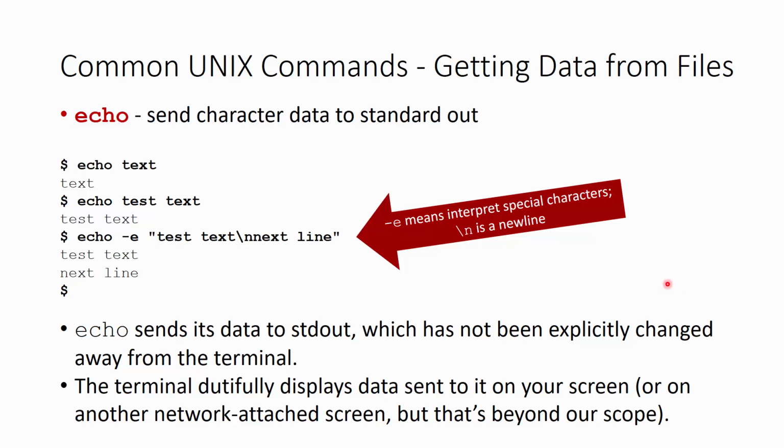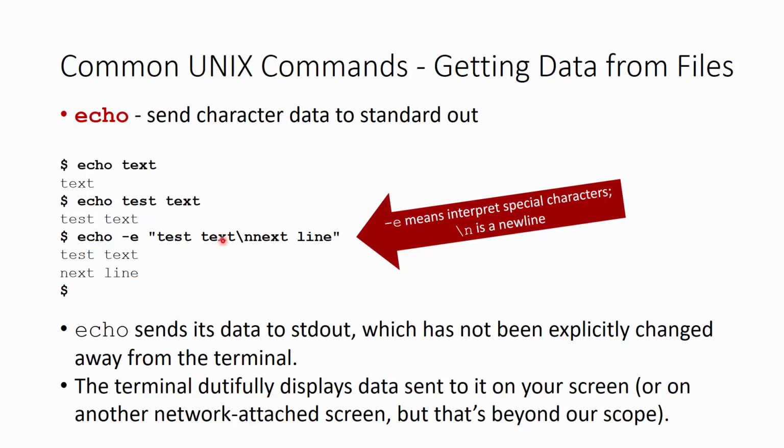So if I just use it by itself, I say echo text, then echo as a command takes text as an argument, slurps it into itself, and then sends it to standard out. Standard out points to where by default? The terminal, so it's displayed on the terminal on the next line. Text. There we go. Then I can say echo test text, and it's able to take all of those different arguments and combine them into one long string and output that all to the terminal as test text.